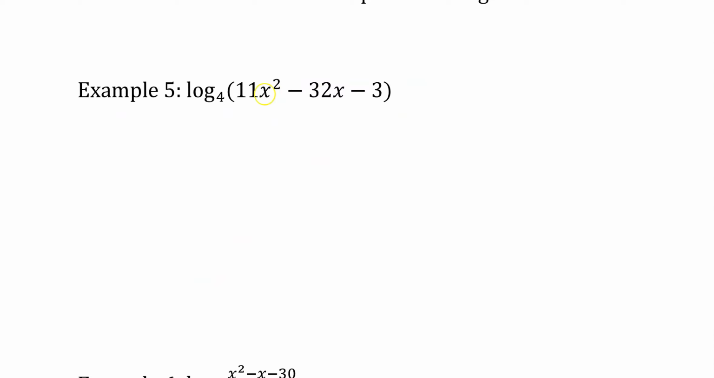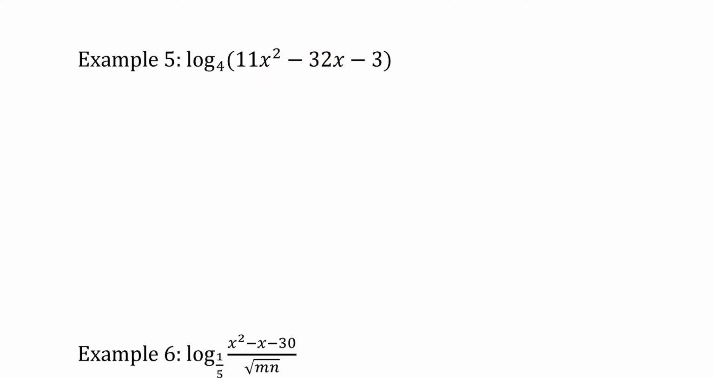In our fifth example, we really only have differences on the inside of this logarithm, and we do not have a rule. There is no rule that tells us how to separate the difference that's inside of a logarithm. So instead of trying to separate it with subtraction, we will begin by factoring the quadratic that is on the inside of the logarithm. Because if we can factor it, then we can use the product rule to separate it.